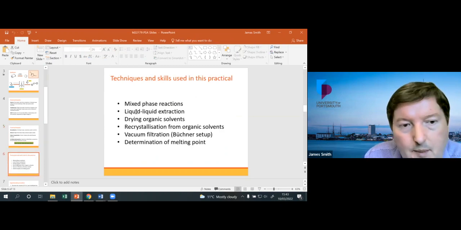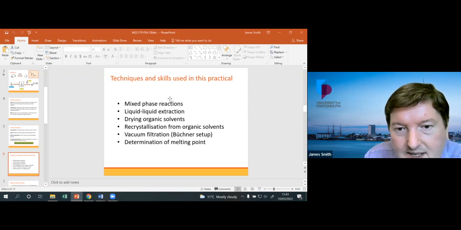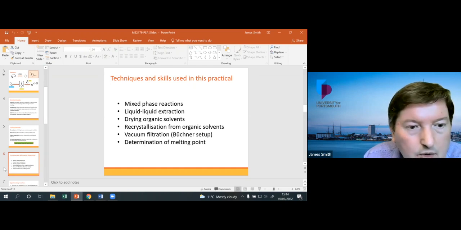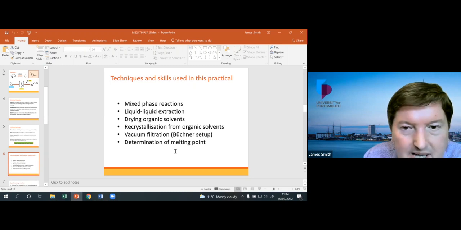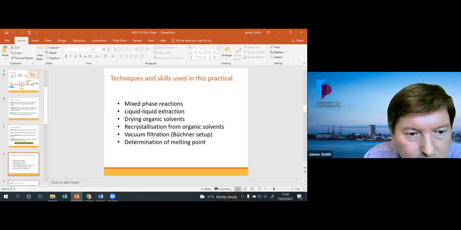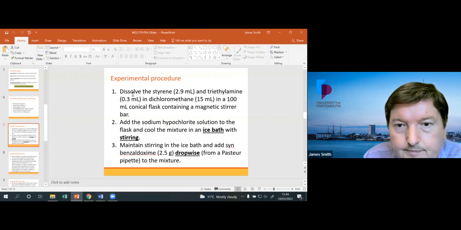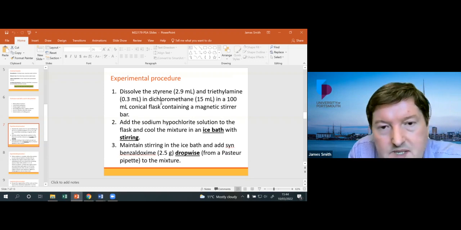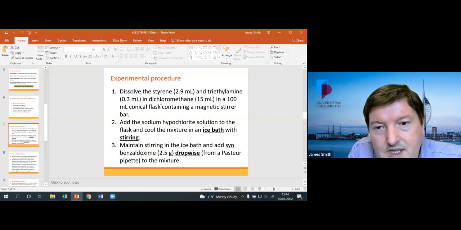So before you come into the practical, you might want to just look at these, maybe Google these, if you don't know them already, these techniques. Be a bit familiar with the sort of techniques involved. So I'll be explaining some of these in the next few minutes. So these procedure things will be on the laminated sheet, but again, be familiar with it before you even come into the lab.